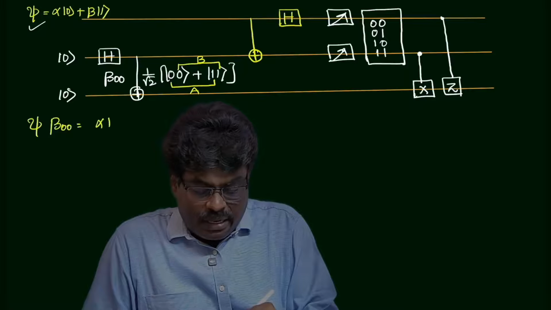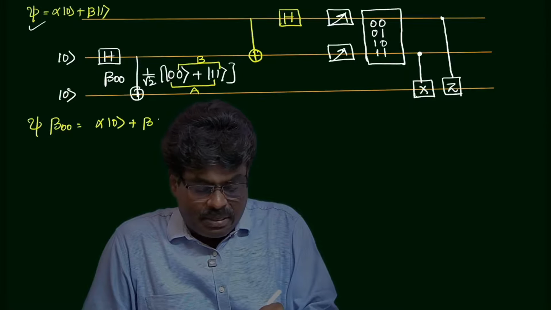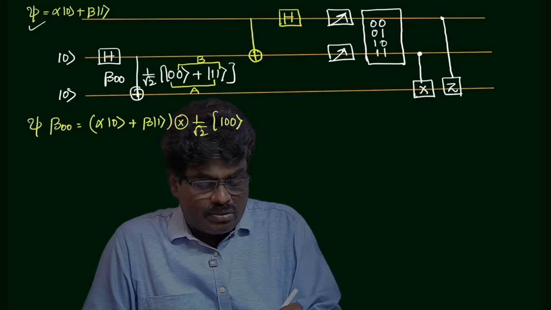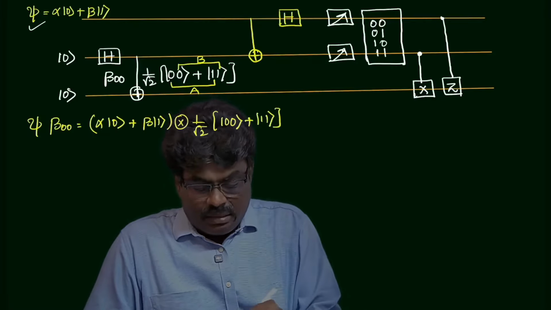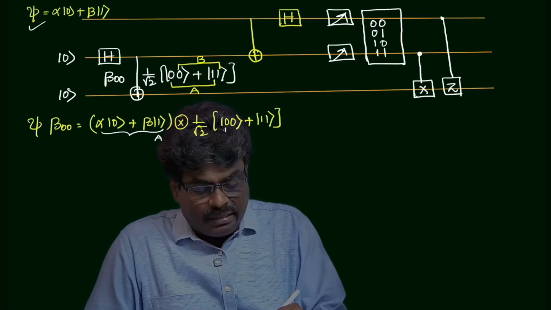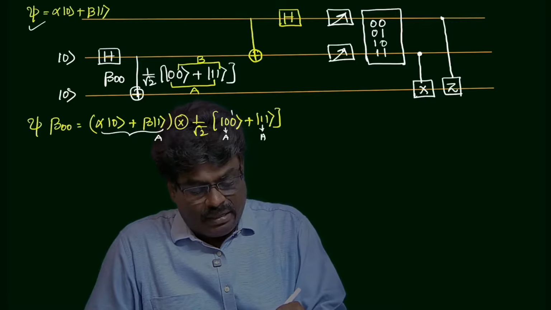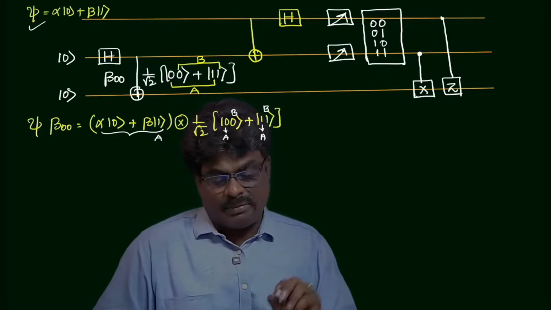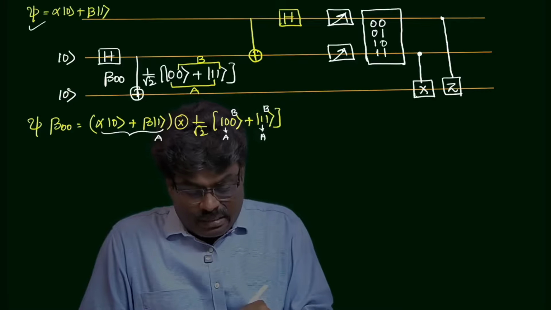So that's why alpha 0 plus beta 1, actually this is the tensor product with 1 over root 2, 0 0 plus 1 1. Remember, this state belongs to A, and here the first one is also A, and here the second one belongs to B. Fine. So let me find this tensor product.